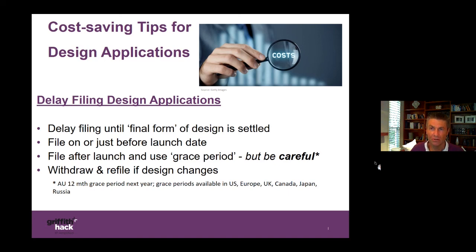So essentially what you're doing is deferring the whole procedure for overseas protection for as long as you possibly can. The other option, and this is a much more risky option, is to make use of the grace period. Now, the grace period doesn't apply for all countries. I've given you a list of some major jurisdictions that do offer a grace period, and typically those grace periods vary between 6 months and 12 months. For example, in the US, Europe, Canada and the UK, it's a 12-month grace period. Japan is a 6-month grace period. Russia is also a 12-month grace period.